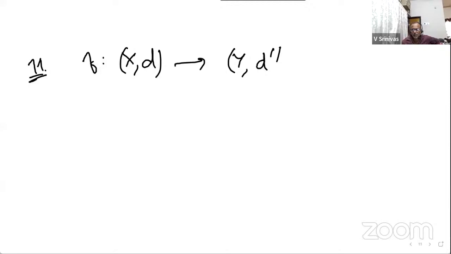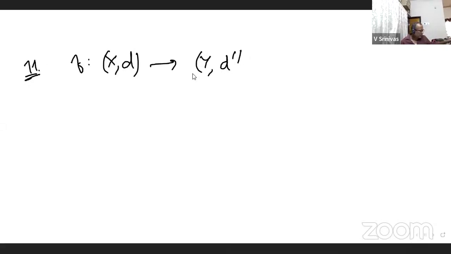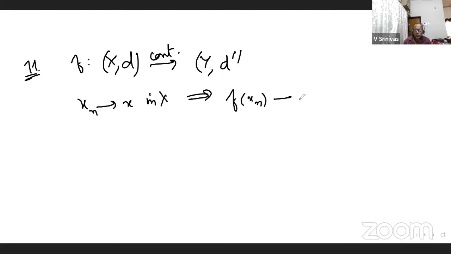Let X comma Y be metric spaces. Let F be continuous, and prove that if Xn converges to X in capital X, then f of Xn converges to f of X in Y. In fact, the converse is also true.